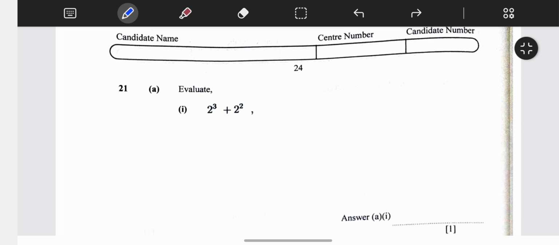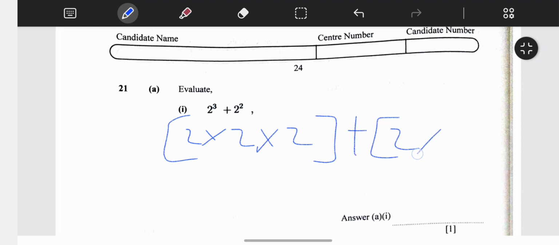So 2 index 3 is the same as 2 times 2 times 2, which is going to be added to 2 index 2, which is going to be 2 times 2. And 2 times 2 times 2 is equal to 8. Then you put a plus. 2 times 2 is equal to 4. So 8 plus 4, the answer is going to be 12. So you're going to have to put 12 right there on the answer section.